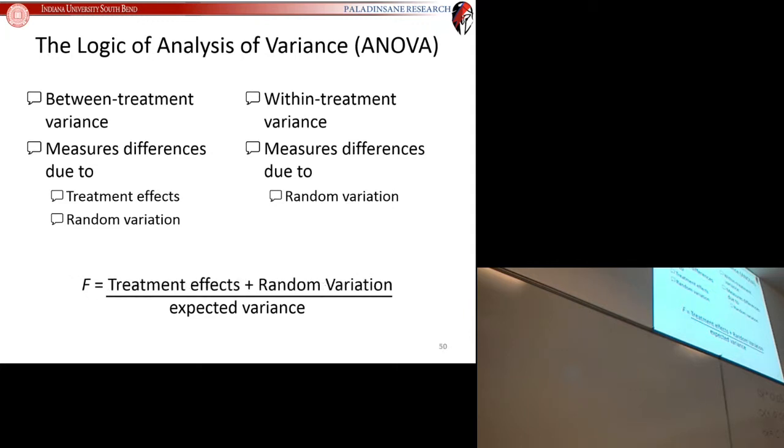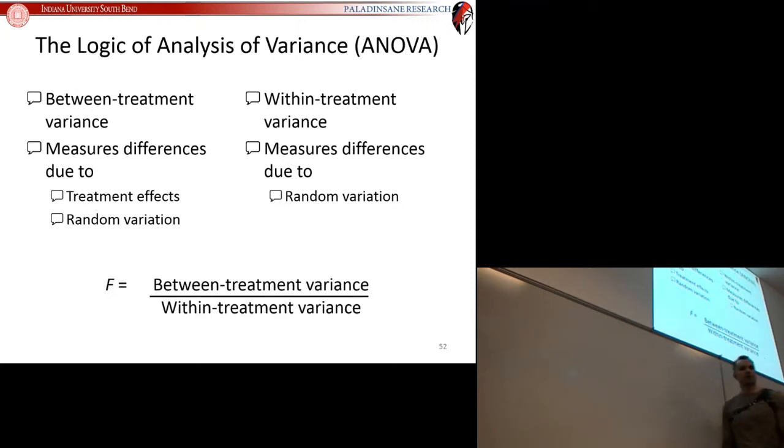that could be due to treatment effects or random variation. That's going to cause differences between your samples. Your expected variance, that is just random variation. So your expected variance is only due to random variation. That's how much variation you would expect if there was no treatment effect. And as it turns out, we can measure those by the top is your between treatment variance, as we can see here, and the bottom is your within treatment variance, as we can see here. So treatment effects and random variation, that's between. Random variation on its own, that is within treatment variance.